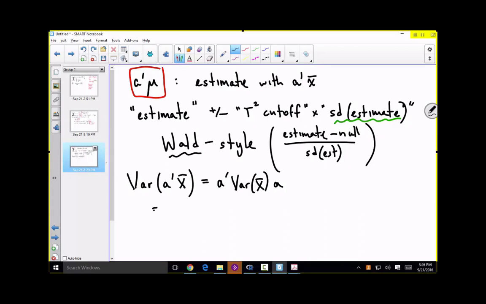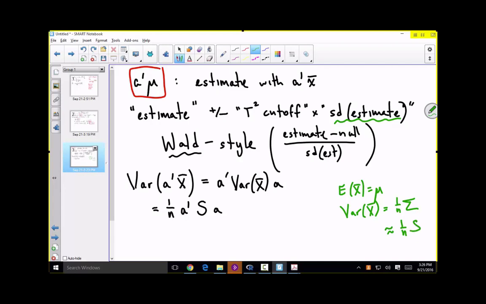And we know what the variance covariance matrix of x bar is, the mean vector. It is 1 over n times S. That's the estimated covariance matrix of x bar. We know the expected value of x bar is mu, and we know the covariance matrix of x bar is 1 over n sigma. We can estimate that as 1 over n S.